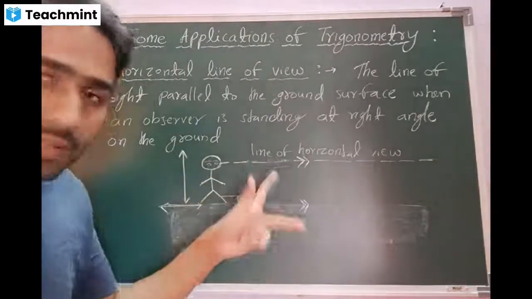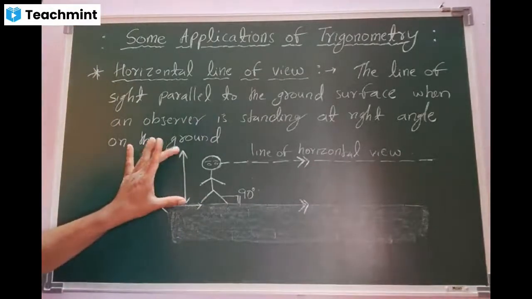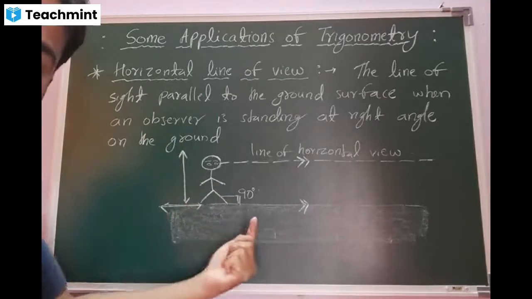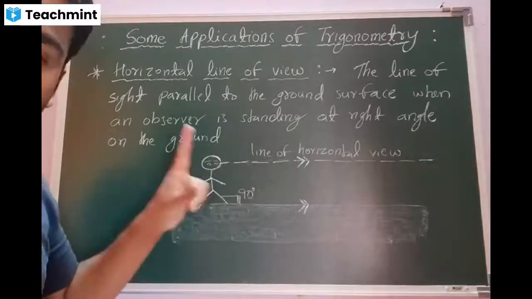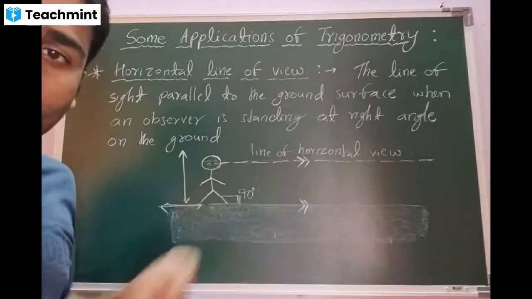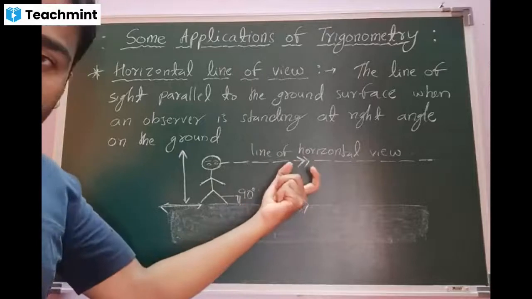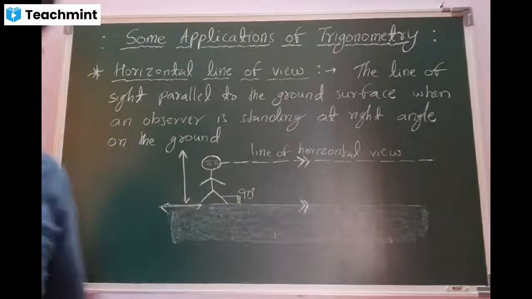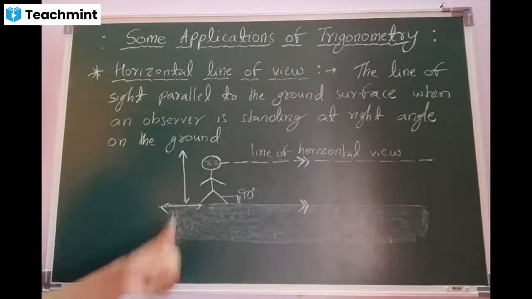Very good, beta. Draw this diagram, all of you, quick. Show the arrow mark which shows the straightness of the person. This arrow mark shows the horizontalness of the earth surface and the formation of 90 degrees here. Then draw the imaginary line from the eye of the observer. This line is always parallel to the ground surface, hence it is referred to as the horizontal line of view. Copy, beta, quick. Done?